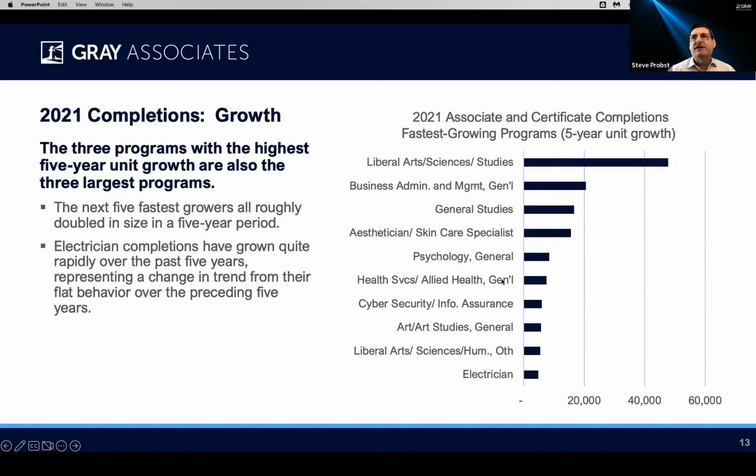Esthetician, psychology, health services, allied health general. By the way, sometimes that's a transfer program. Often it's a parachute program for people who start in something clinical or heavy in the sciences and decide it's not for them. Cybersecurity, those have all about doubled in the last 5 years. The other one that's kind of interesting is electrician. That's also grown really rapidly the last 5 years, but that's a change in trend. That was pretty much flat for 5 years, and then it kicked up, whereas the others were more of a steady growth.